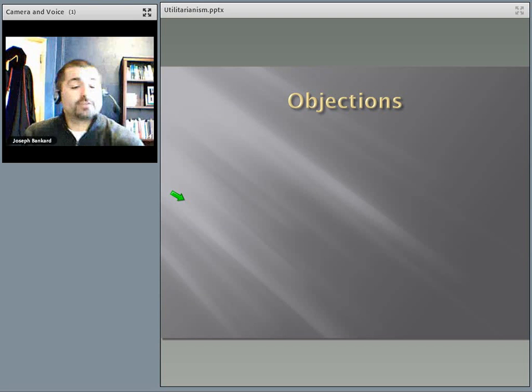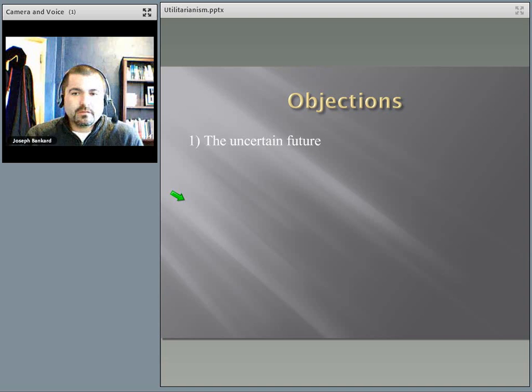Okay, so now that we've talked about these two, I want to talk about potential objections to utilitarianism. One objection is that the future is always uncertain. Anytime you base a moral theory on consequences, you run into a problem, because I don't know what my action is going to do. I hope this is what my action does. I hope it helps more than it hurts, but I don't know for sure because the future is unpredictable. And so how do I know, right?